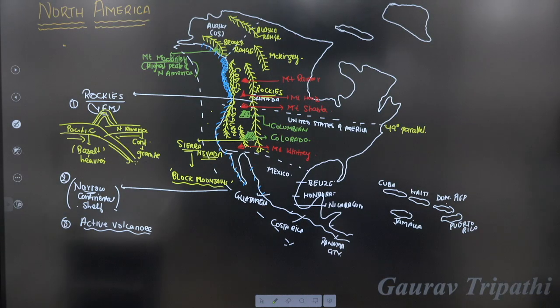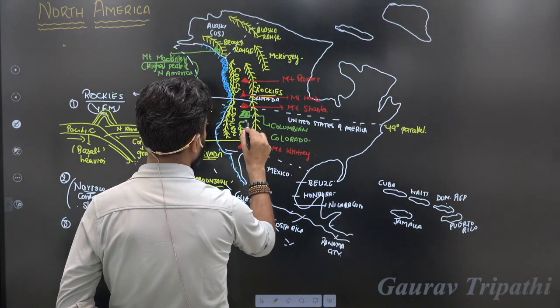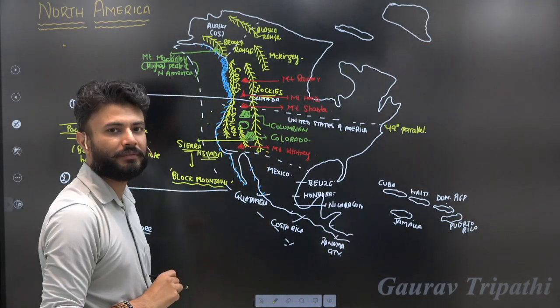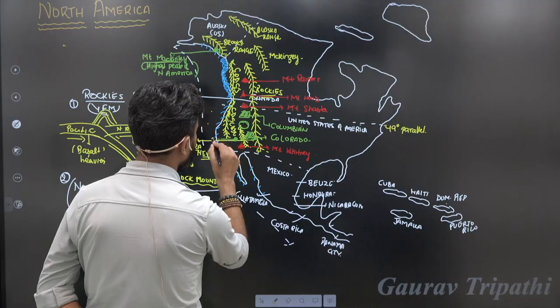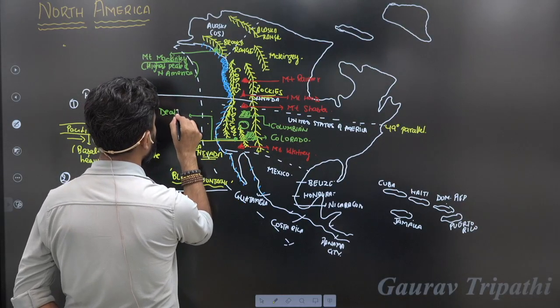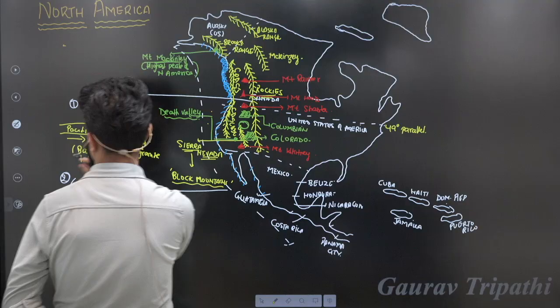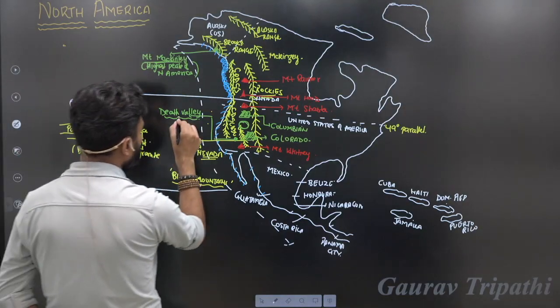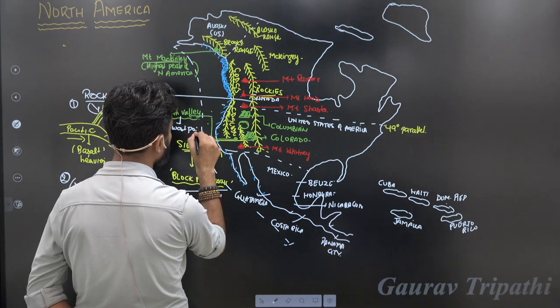Okay, again if you look at the atlas, you will identify that there is one other important region in this area which is known as the Great Basin. Okay, and similarly at this point you will identify a point written as Death Valley. Now Death Valley is famous because it is the lowest point of North America. It is the lowest point of North America.